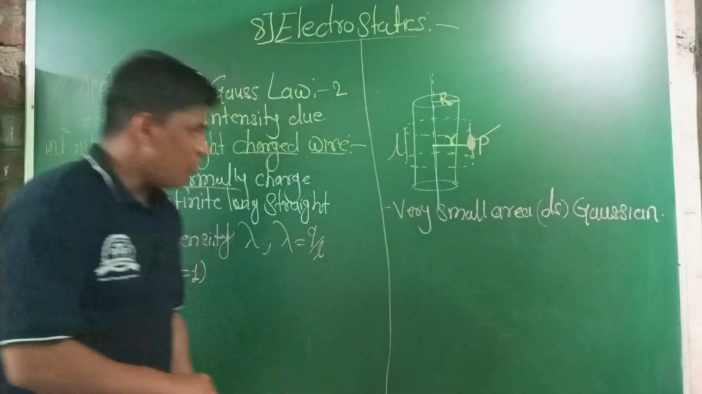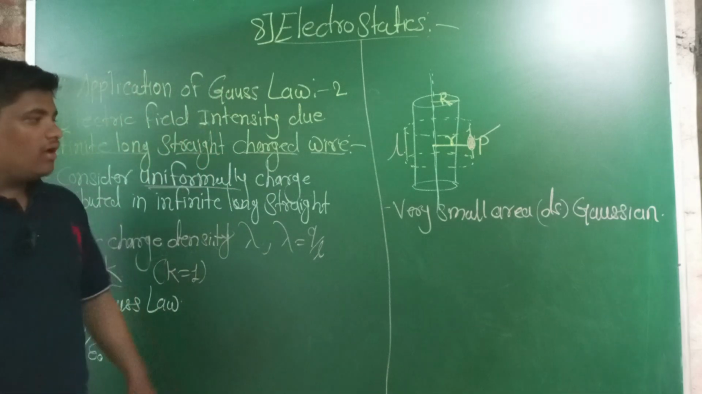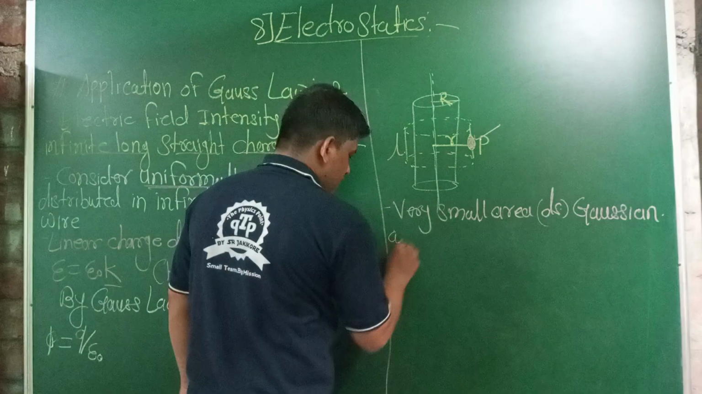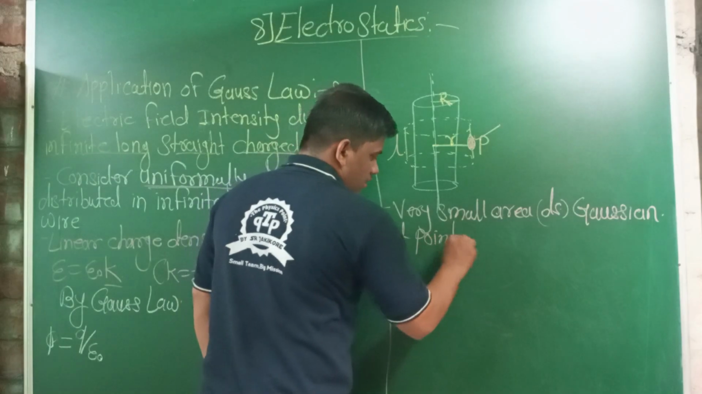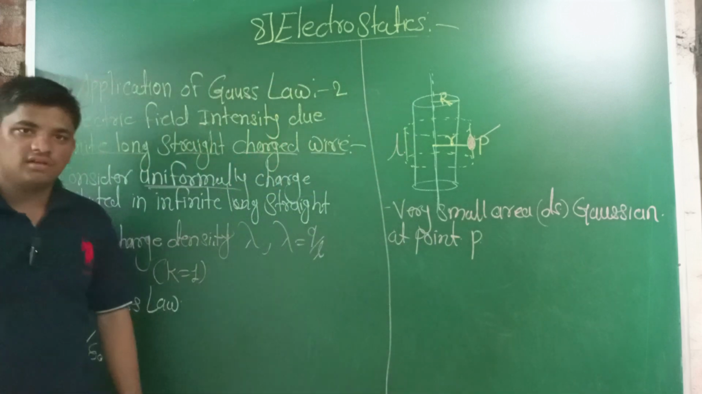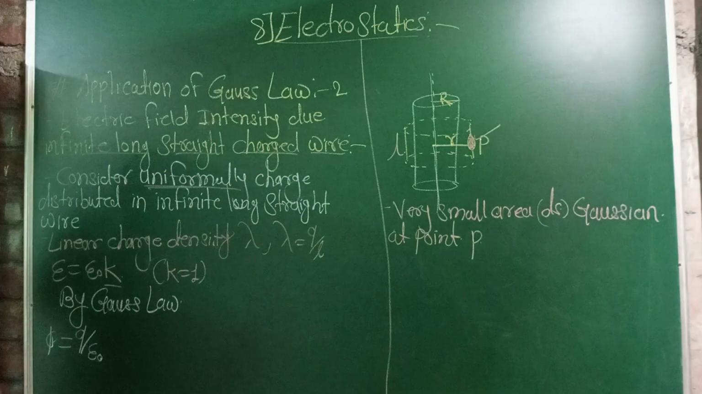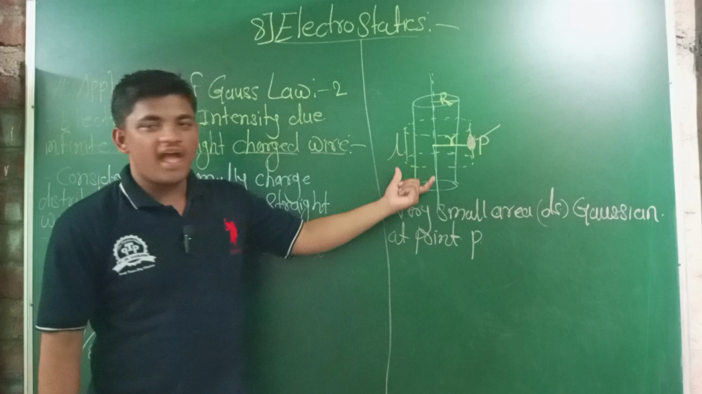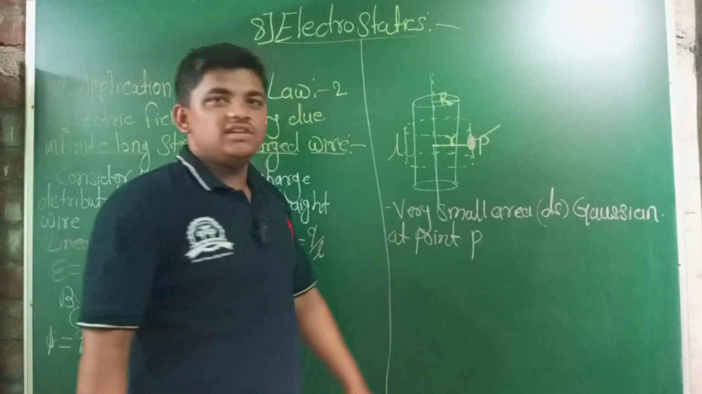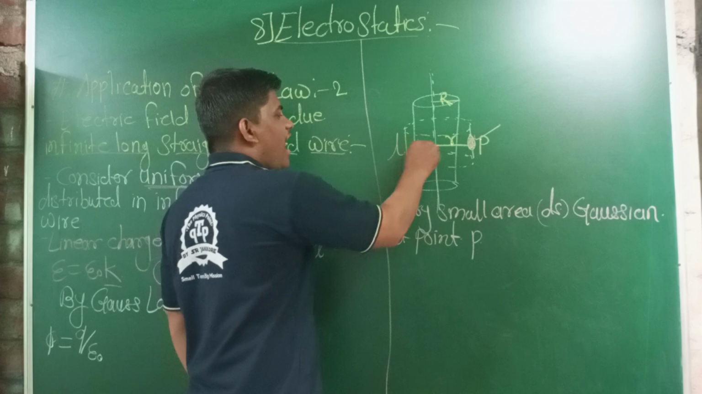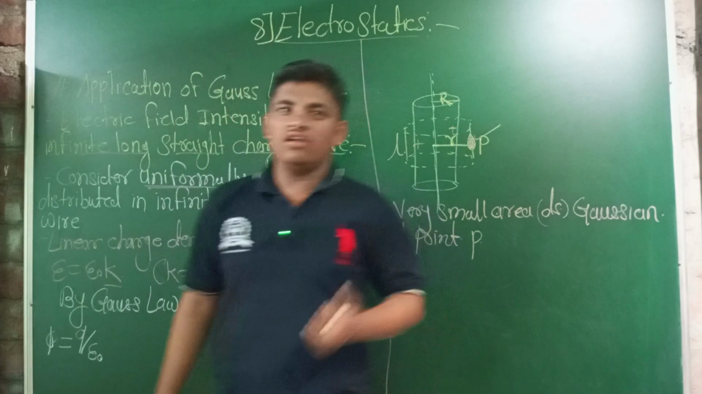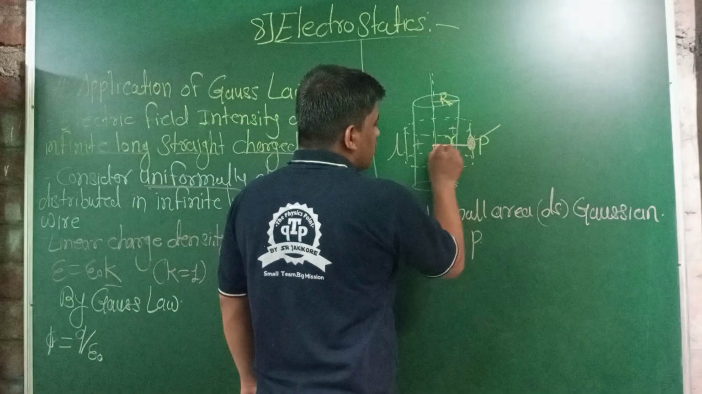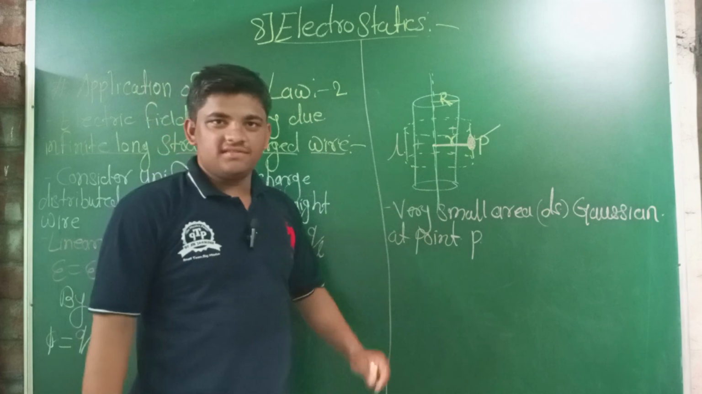This is the very small Gaussian surface ds at point P. Now I will say the charge is uniformly distributed. If the charge is uniformly distributed over this surface, then the electric field intensity will be similar at all possible places, and the intensity will be directed outward along the radius.